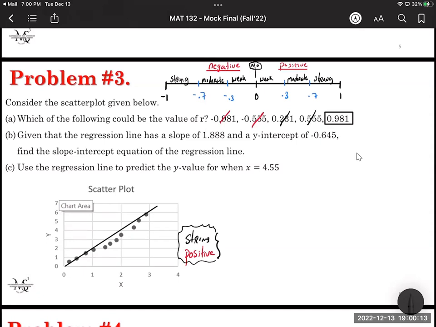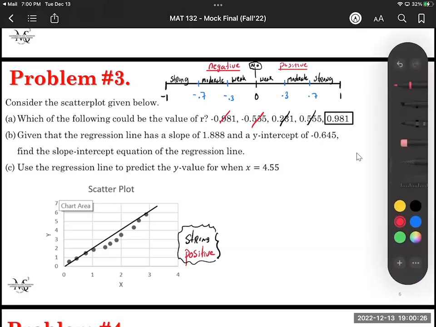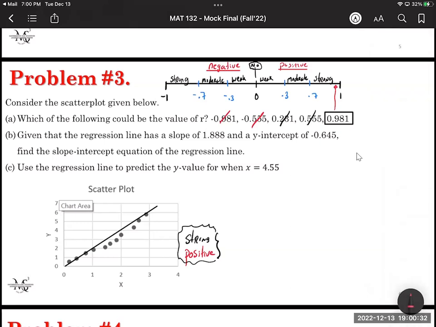Because it's a strong positive correlation. You see, if R is strong positive, based on the wording here that we describe it, then R must be between 0.7 and 1. 0.981 is somewhere in that number line, somewhere right around here. So it indicates that we have a strong positive, and that is the case.